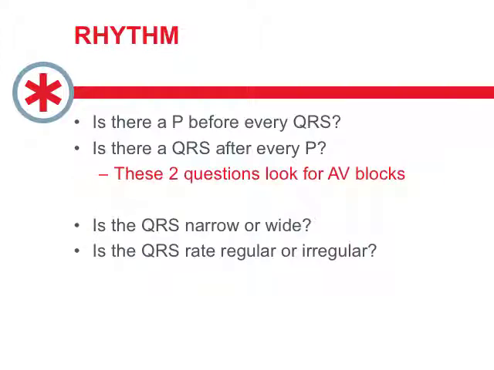So the first 2 questions are really looking around the issue of atrioventricular blocks. So is there a problem at the AV node? And that's really what these 2 are going to help you sort out. So is there a P before every QRS? Is there a QRS after every P? And the question around AV blocks, of course, overlaps a bit with the issue of intervals, which we're going to talk about in the next lecture. But having said that, that's super helpful as far as picking out rhythms.